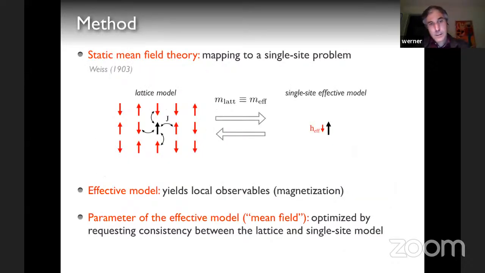Before I start to introduce the dynamical mean field formalism, let me remind you of something that everybody knows, that is the static mean field theory for the Ising model. In this theory, we map the lattice of interacting spins to a single site effective model, which consists of a single spin in an effective magnetic field. And this magnetic field is computed self-consistently in such a way that it mimics the effect of the red spins on the black spin here. And this is calculated by an iterative procedure where we impose as a self-consistency condition that the local magnetization of the lattice model is the same as the magnetization of the single site model.